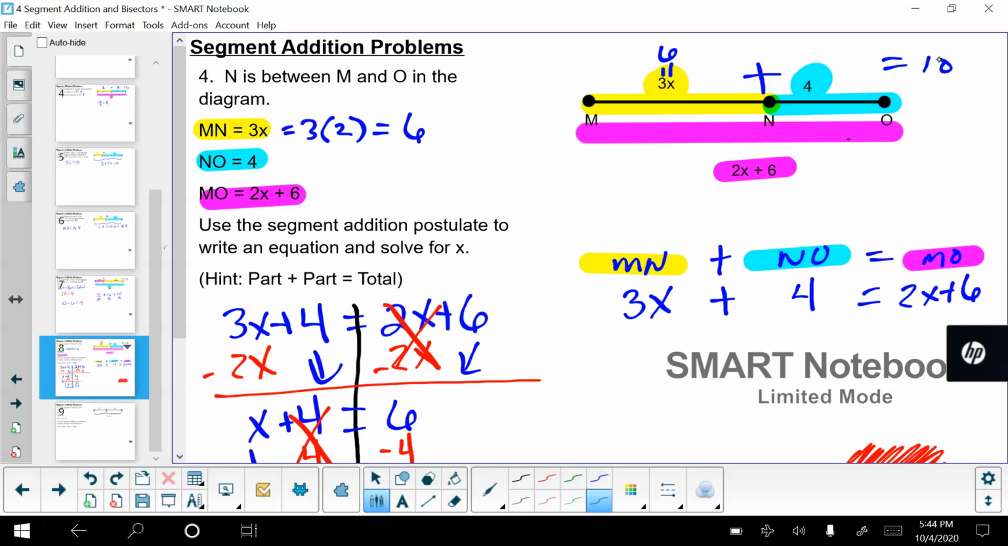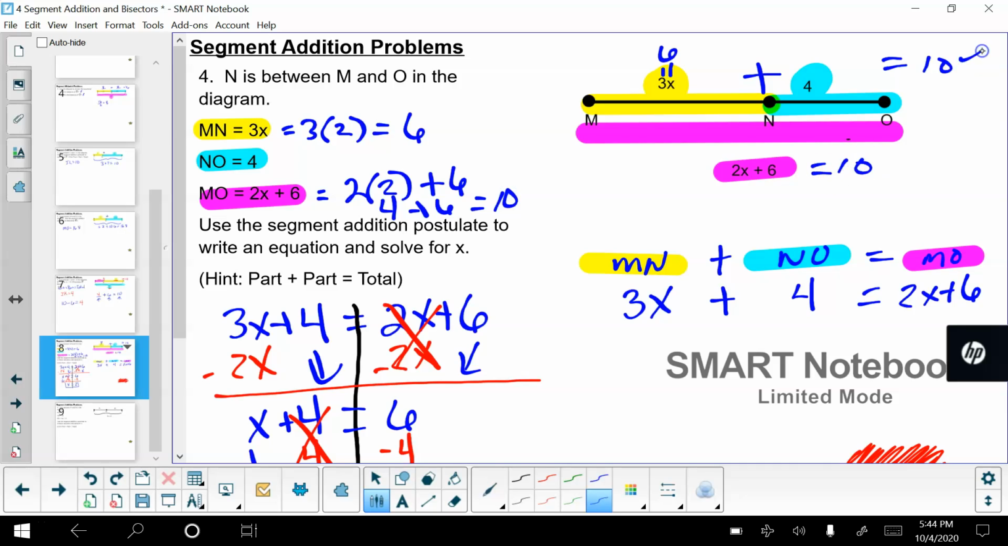Now let's see if that's what we get for the bottom piece with the 2x plus 6. So I know that that means 2 times x, and I know that x is 2, so I'm going to replace it, plus 6. And I know that 2 times 2 is 4, and 4 plus 6, yes, it does equal 10, so I get 10 for the bottom.